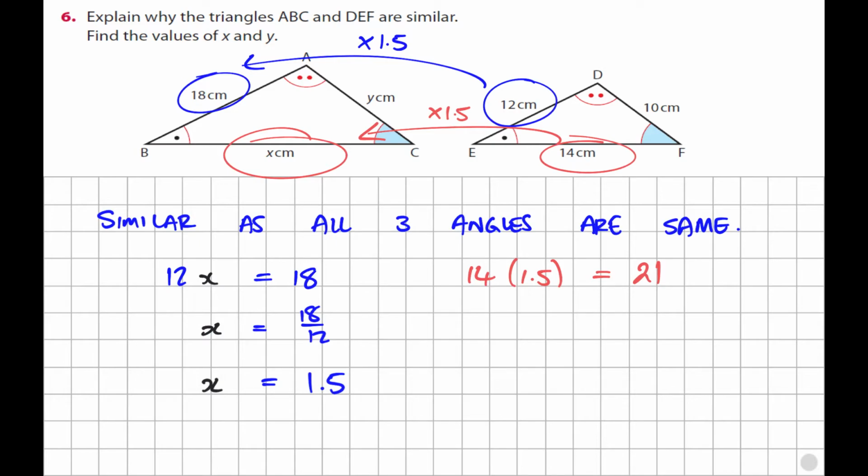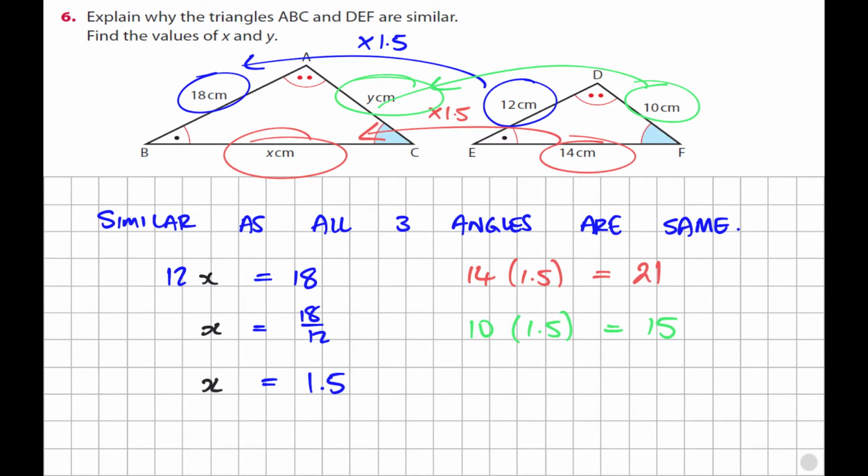I need to do the same here for the x value and how that maps onto the y value. So I know the multiplier is 1.5, so I can take 10 and multiply it by 1.5. And 1.5 times 10 will leave me with 15.